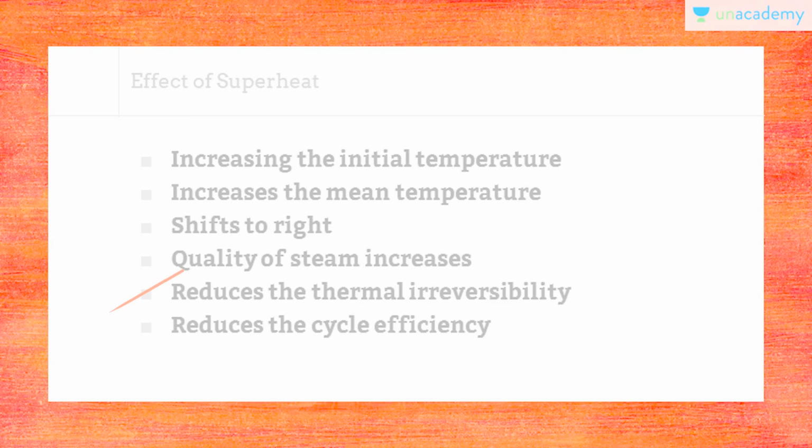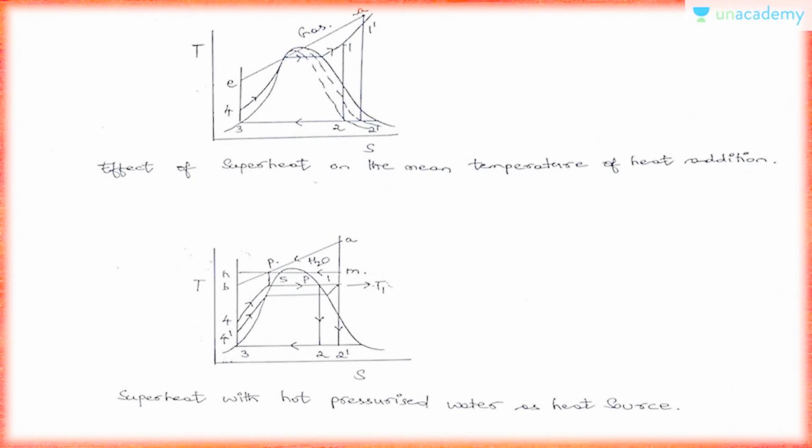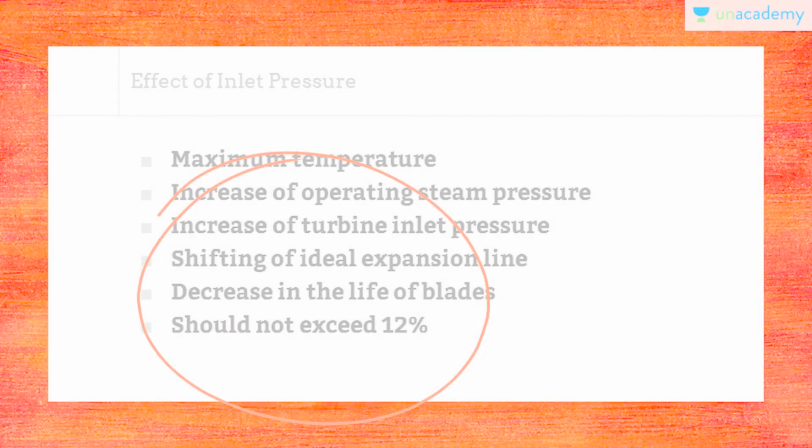But the disadvantages of superheat mainly are that it reduces the thermal irreversibility as well as the cycle efficiency. That is, when the overall temperature difference is considered, it results in reducing rather than increasing the cycle efficiency. So as told, the effect of superheat on the mean temperature, you can see here, this is the PV diagram for that, and the superheat with hot pressurized water as in the pressurized water reactor.